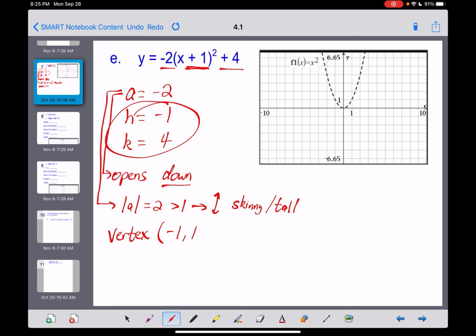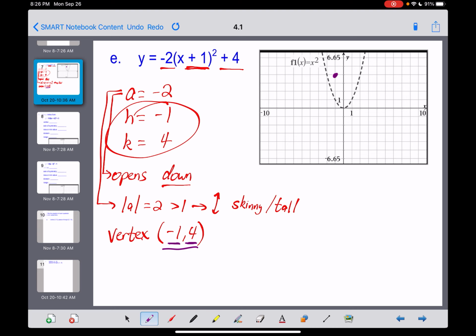h is -1 and k is 4. So with all of that information that we have there in red, it's actually not that hard to come up with this graph. We start at the vertex, which is (-1, 4), located right there. And it wouldn't be a terrible idea to check this, and maybe not as hard as you think. When we put in -1, y should equal 4. Let's try it. So x is -1. -1 plus 1 is 0. 0 squared is 0. Times -2 is 0. Plus 4 gets us the 4 here that we were looking for. All that worked out, so we're in pretty good shape.